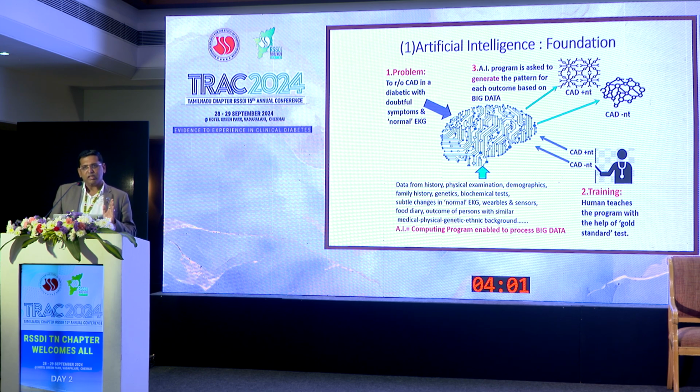Now what is done? A human trains the AI. This ECG matches with the symptom, this doesn't. This matches, this doesn't. Then the AI program is asked to generate the pattern for each outcome based on the big data. The data which is coming from all these things: family history, genetics, biochemical tests, changes in normal ECG, wearables, sensors and all those things.